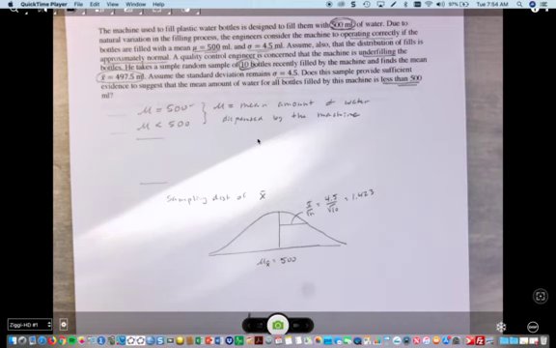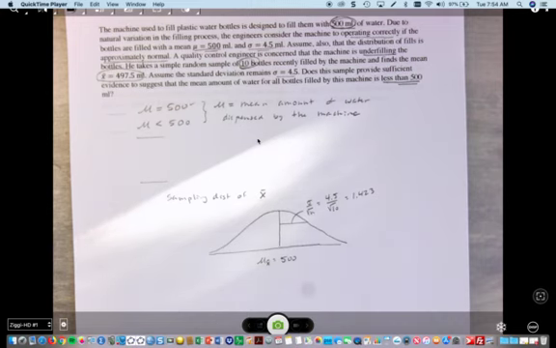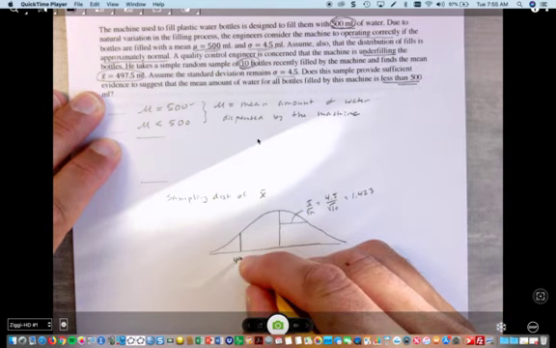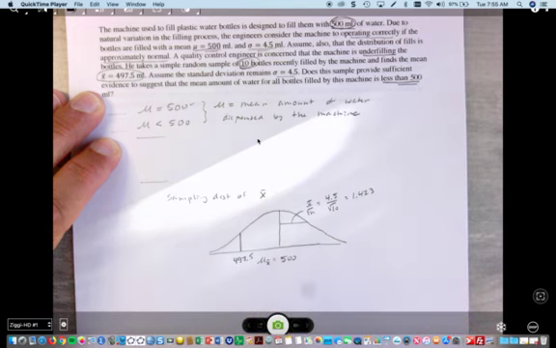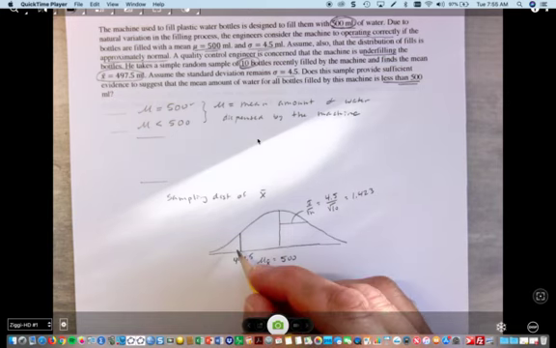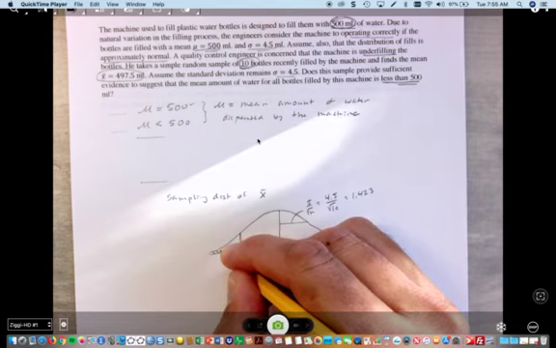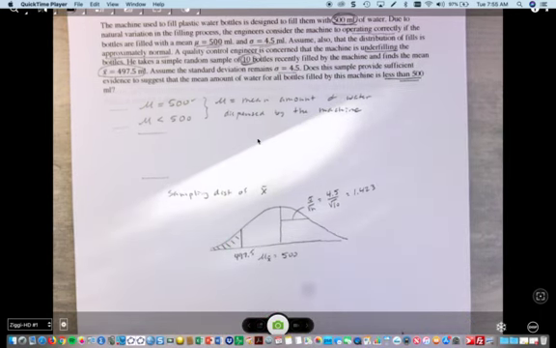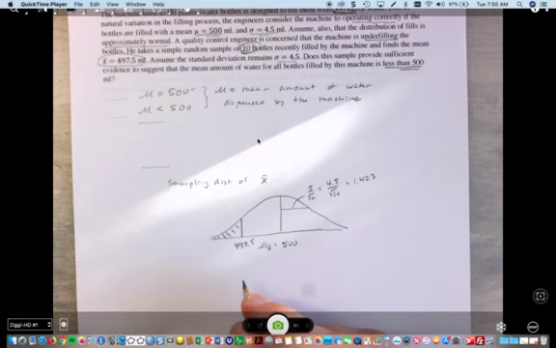This is what we'd expect the sampling distribution to look like, provided that the machine is operating correctly. We got a sample mean of 497.5. That's over here someplace. Really what we want to know is what a typical observation from a machine that is working properly looks like. So we're going to calculate the probability that we get a sample mean that is at least this far below 500.